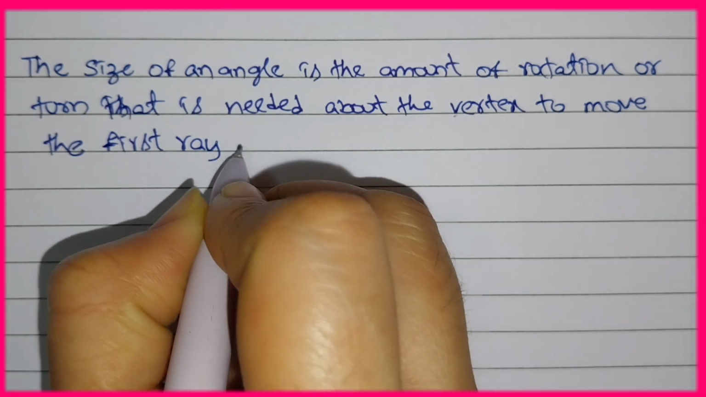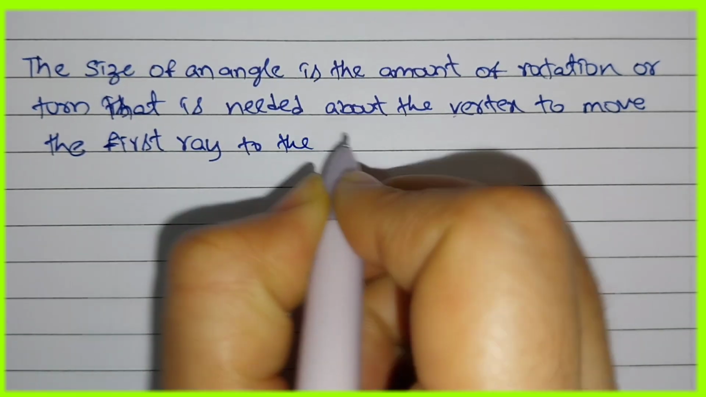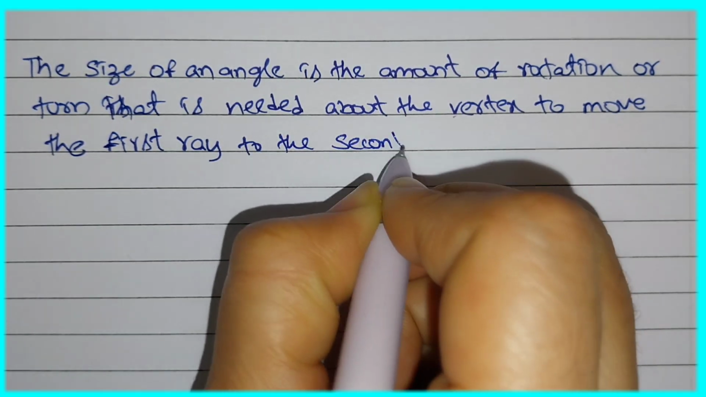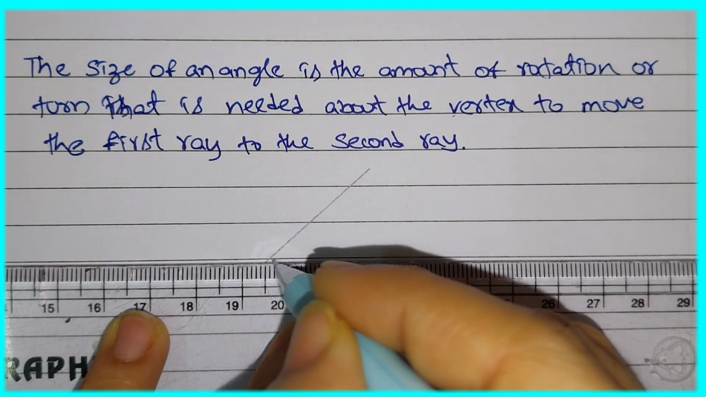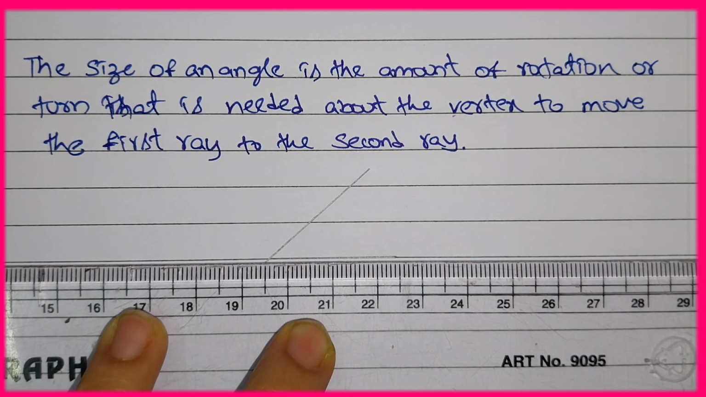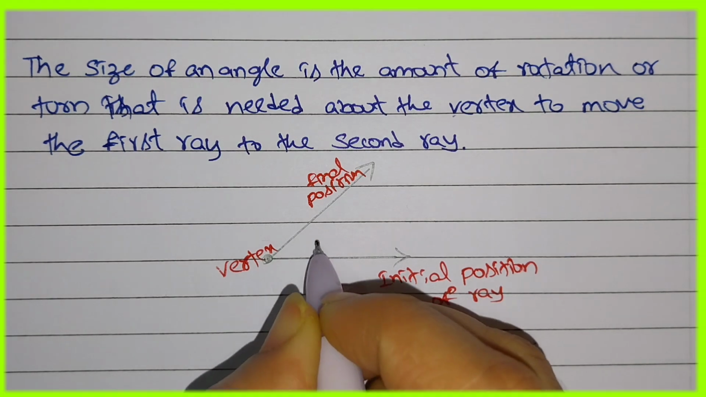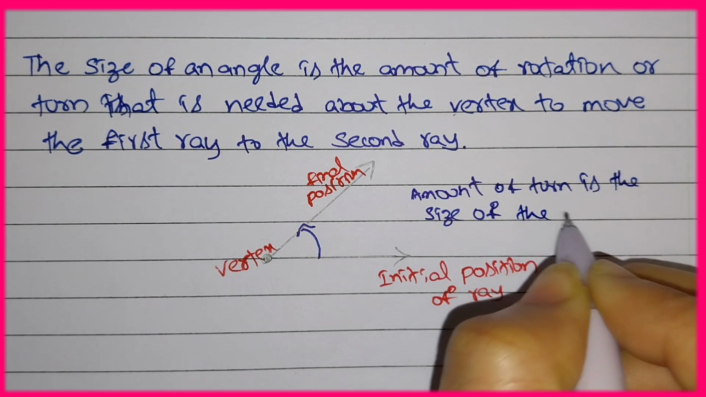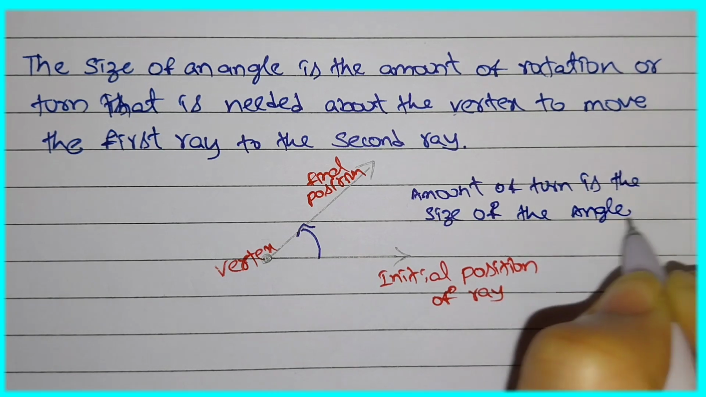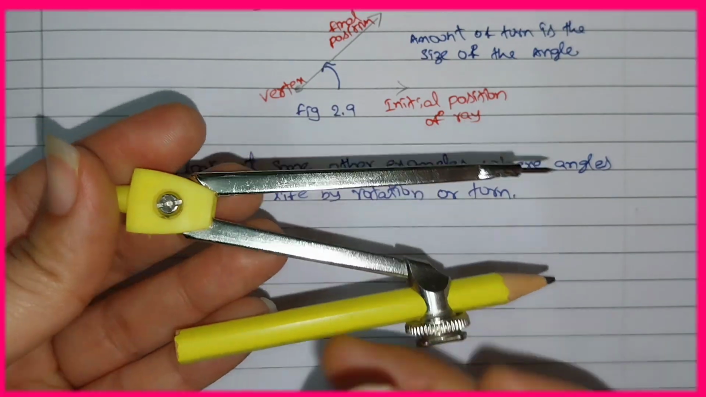The size of an angle is the amount of rotation or turn that is needed about the vertex to move the first ray to the second ray. Here in the diagram, figure 2.9, we have an initial position of a ray and we rotate it around the vertex until it reaches the end position. The amount of turning we do is called the size of an angle.